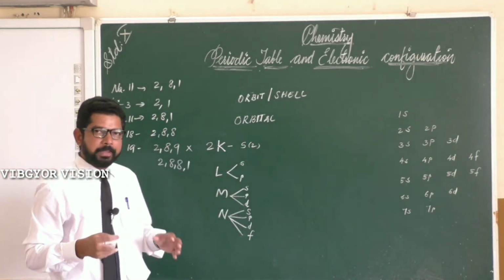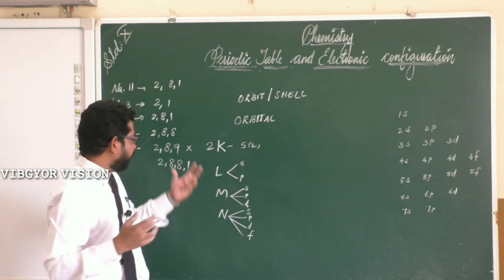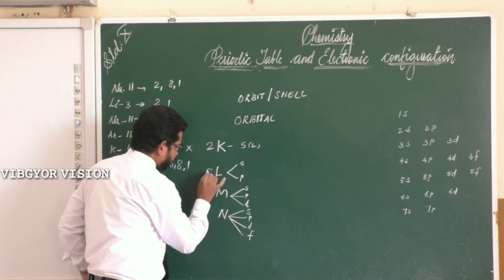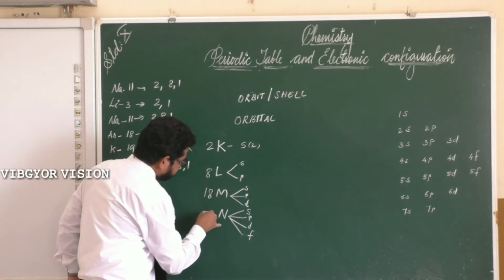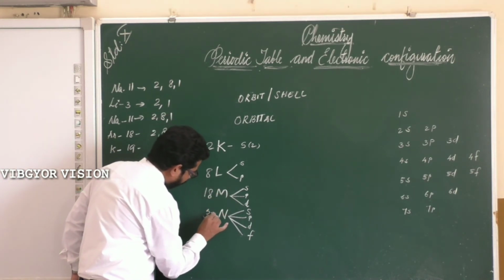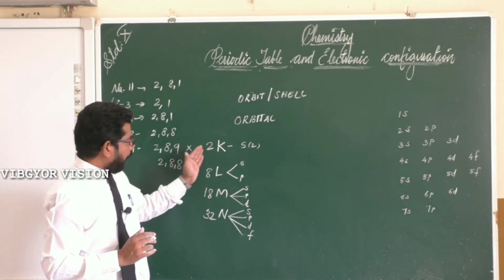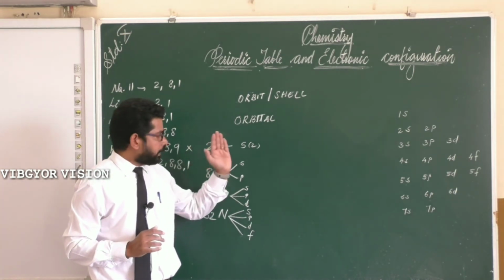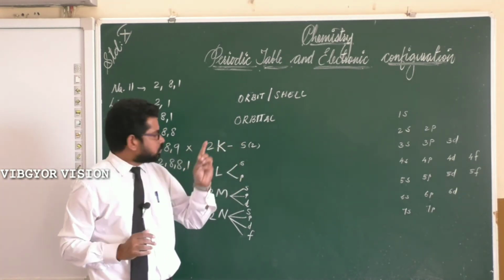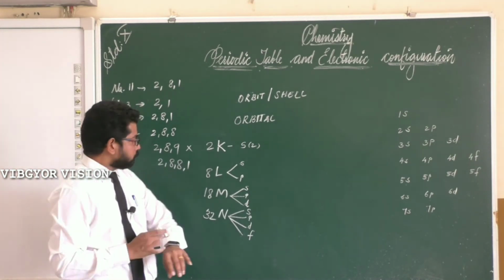Hope it is clear. Last year we studied that the K shell can accommodate 2 electrons, the L shell 8 electrons, the M shell 18 electrons, and the N shell 32 electrons. Here, K shell has 2 electrons and there is only one subshell, so s contains 2 electrons.